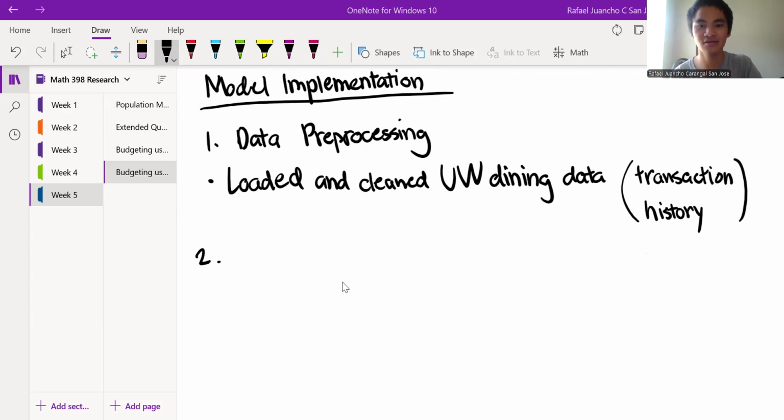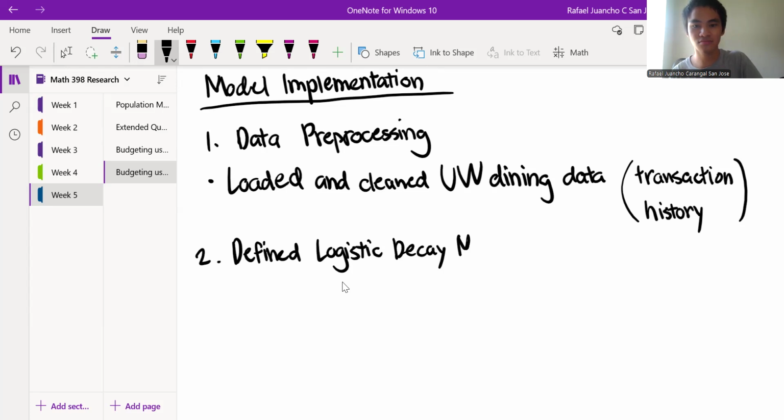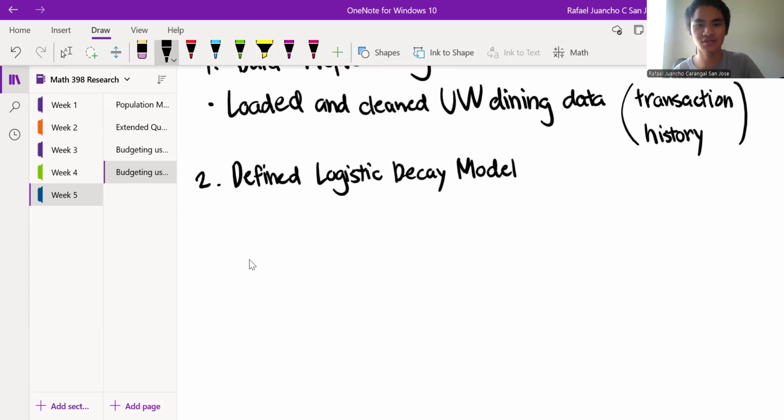And then I basically just coded up the models. Here's something I need to tell them when I present later. So here I define the logistic decay model. What I basically did here was, I'm actually going to go to my code.